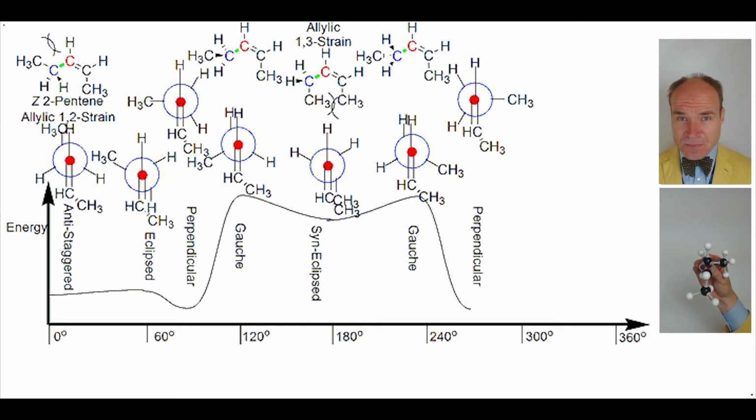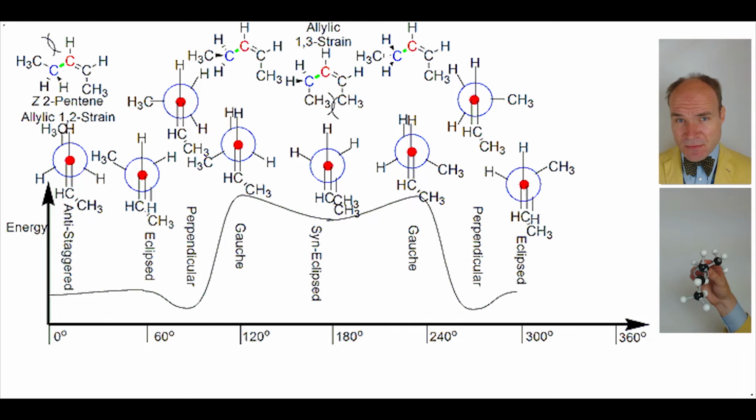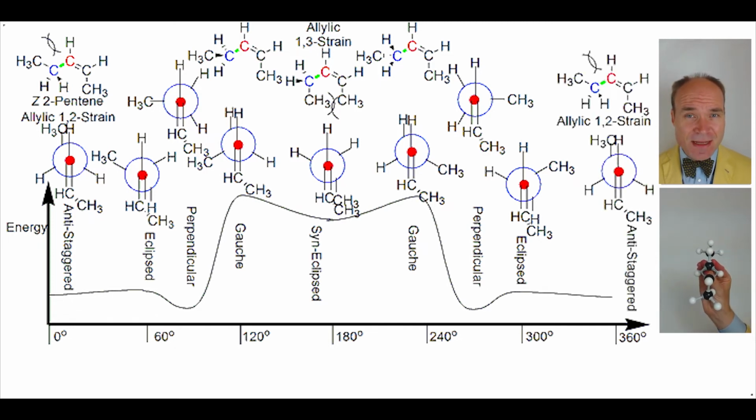dihedral angle. Yet another 30 degree rotation with the rise in energy to give an eclipsed conformation, and ultimately the last rotation of 60 degrees with a slight drop in energy takes us back to the initial anti-staggered conformation at 0 or 360 degrees dihedral angle.